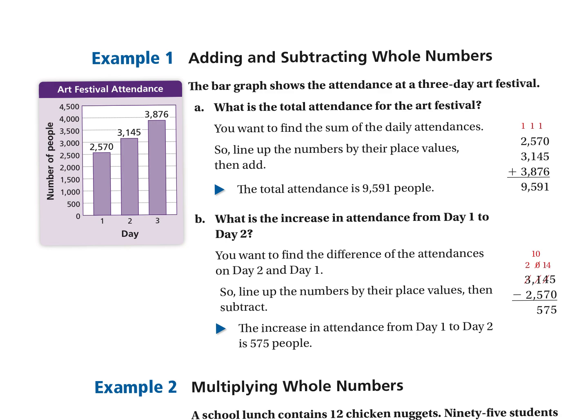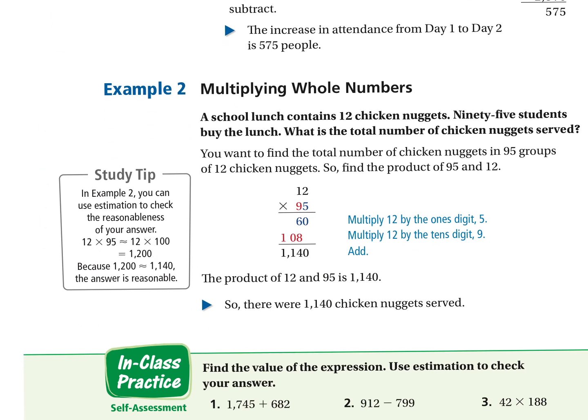Okay, then they give you an example of multiplying whole numbers. It says a school lunch contains 12 chicken nuggets, and 95 students buy the lunch. What's the total number of chicken nuggets served? In order to figure that out, I'm going to do the number of students, which is 95, times 12 chicken nuggets, and it's showing you that math.